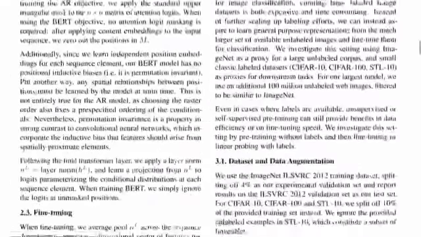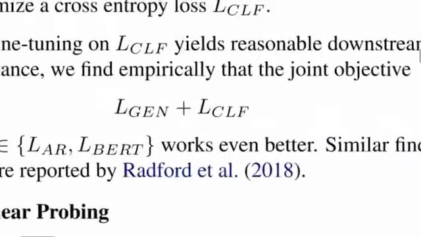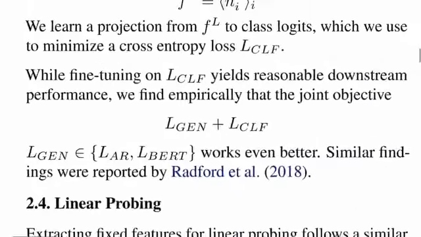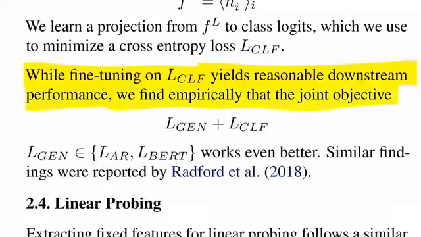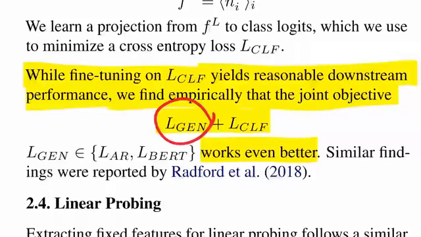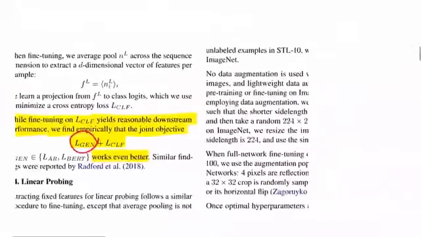And the last thing that I've also forgotten, there's a lot of stuff: while fine-tuning, the classification loss yields reasonable downstream performance. We find empirically that the joint objective, the generative objective and the classification objective, works even better. Okay, so even when you fine-tune this model, you have to keep the generative modeling part, the generative loss, around, and then it performs even better. So that's also something to think about.